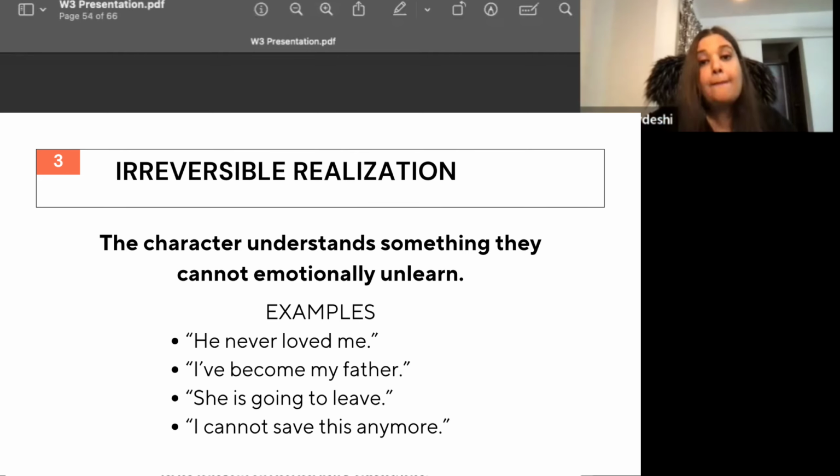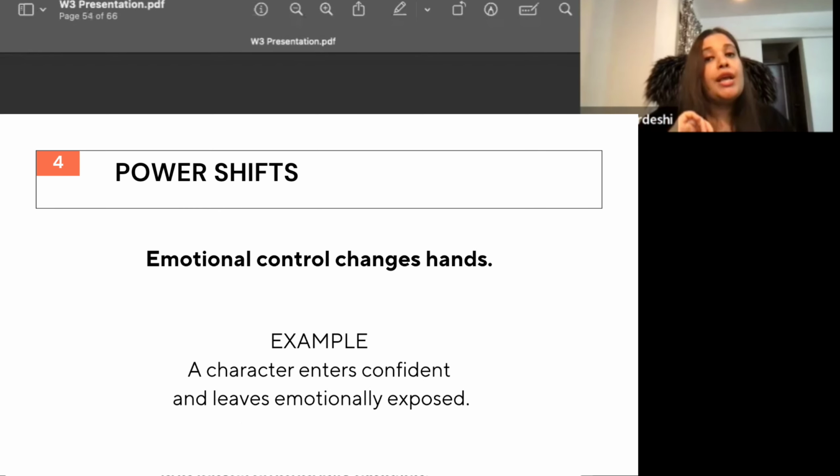Element number 4, power shifts. Emotional control changes hands. For example, a character maybe enters the scene confident, and by the end of the scene, they leave emotionally exposed. Power shifts create emotional momentum.